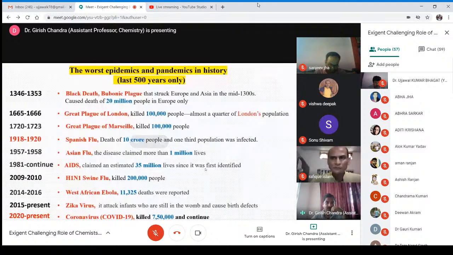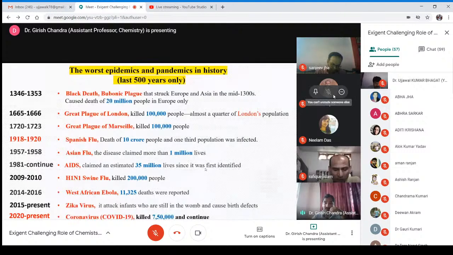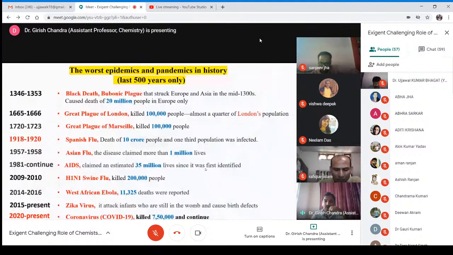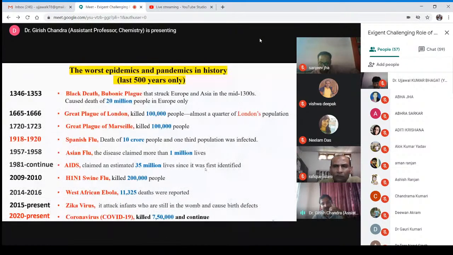Another one was West African Ebola, which caused 11,000 people to die. And now presently we have a totally new kind of virus, and it is continuously killing many people. Today I just heard one piece of news that in India itself we had the highest number of COVID cases, 70,000 yesterday. So that is a huge number. The problem about COVID-19 is that at present we don't have a significant or impressive vaccine or medicine to combat this COVID-19.